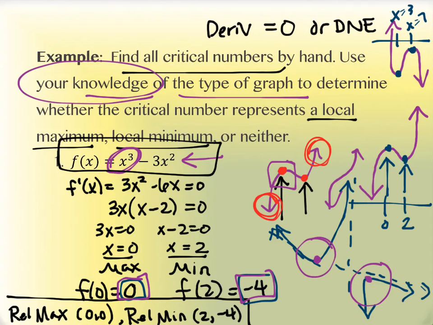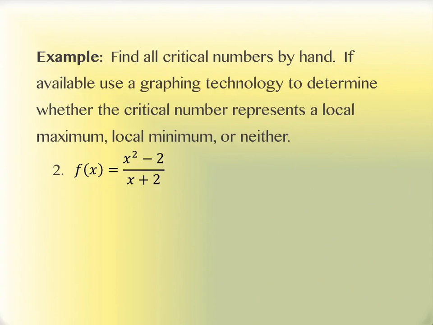All right, let's find another one, and this one is going to be a rational function, so it may have that sort of weirdness going on that I described. I'm not sure if this one does or not, but it is a rational function. Same directions: we're supposed to find the critical numbers, and the difference is that it says if available, we're going to use graphing technology to decide if it's a local max or min. So we're going to use our calculators for this one to give us some helpful hints. This one is f of x equals x squared minus 2 over x plus 2.